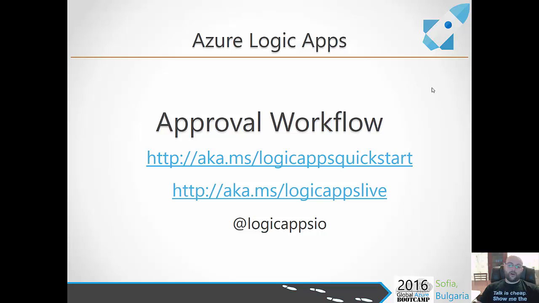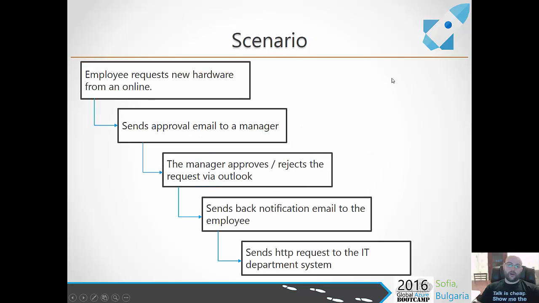In the video I will show you a real life business scenario where an employee requests hardware. This should be approved by a direct manager. Then an email notification should be sent back to the employee, and hopefully the system should send an HTTP request to the IT department system where they will find the required hardware.